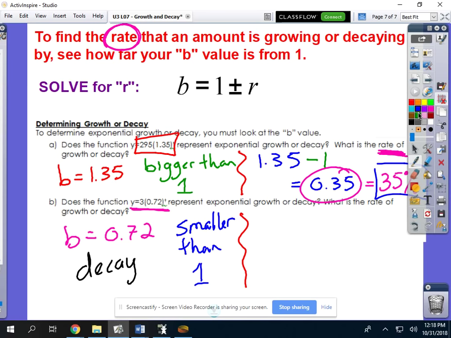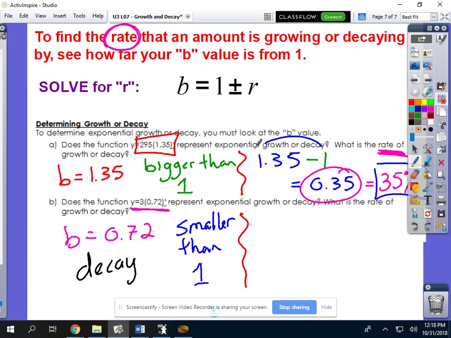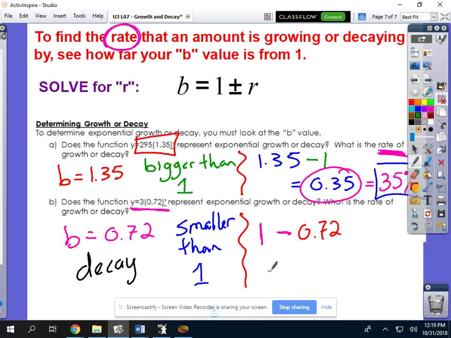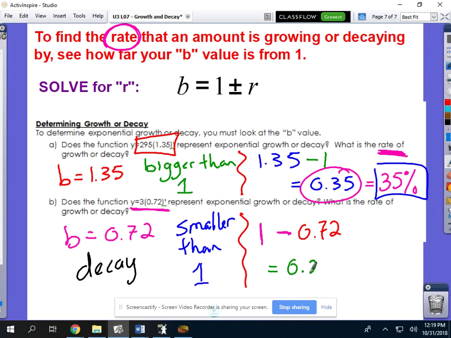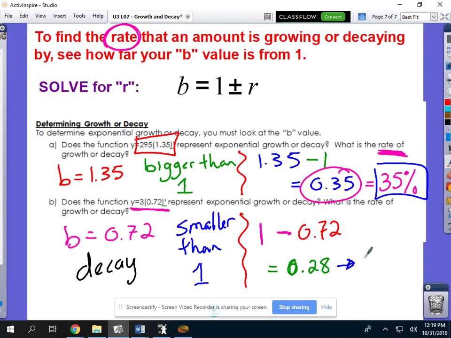So if we're smaller than 1, it's going to slightly change how we do the problem. Instead of doing our b value minus 1 like we did right here, now we're going to do the reverse. We're going to do 1 minus the b value. Well, we know our b value. Our b value was 0.72. All right. So we have to do 1 minus the b value. And what are we left with there? If we do that, we're left with 0.28. So that 0.28 means that we are decaying at a rate of 28%.